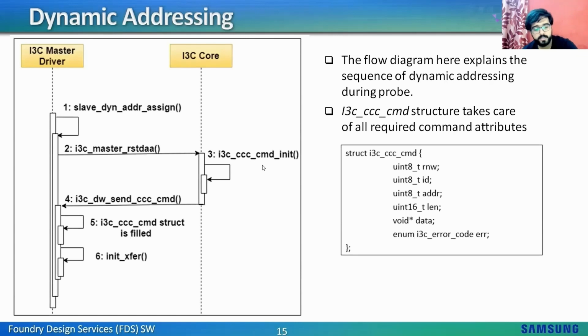We move on to the next slide. Then we have dynamic addressing. So the flow diagram here explains the sequence of the dynamic addressing that is being handled during probe in our master driver. The I3C device configured as main master is responsible for performing dynamic address assignment of slave devices. In general, master will do this dynamic address assignment.